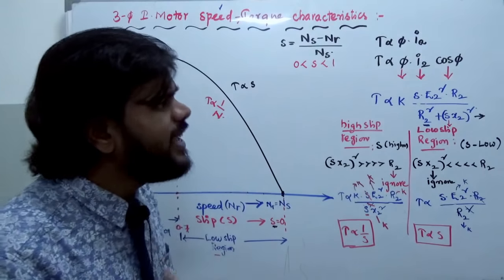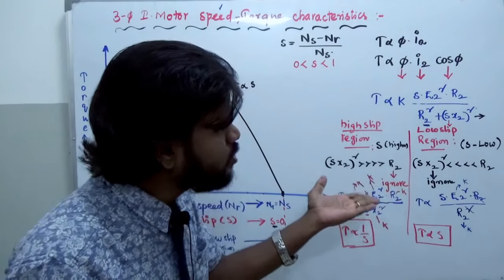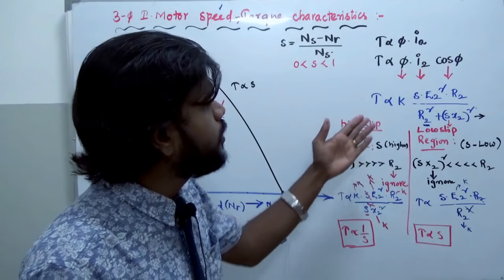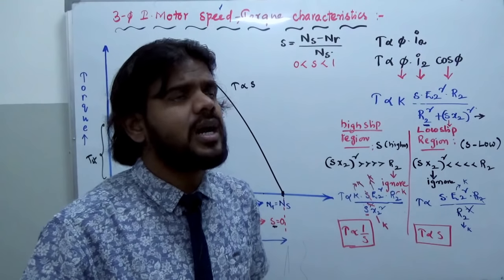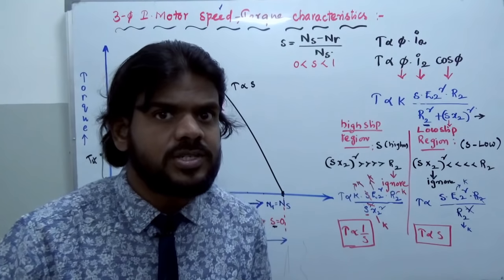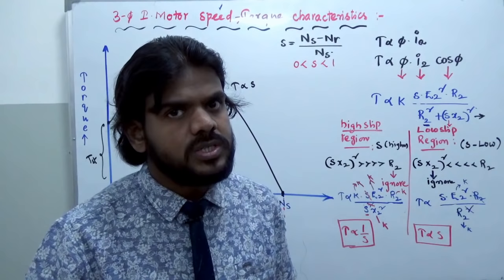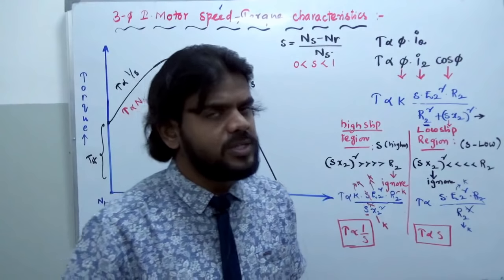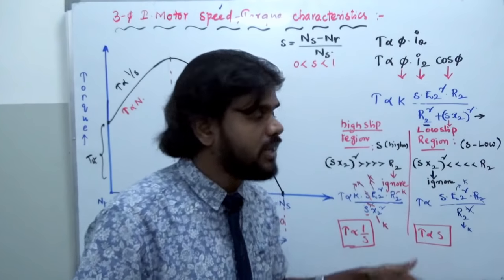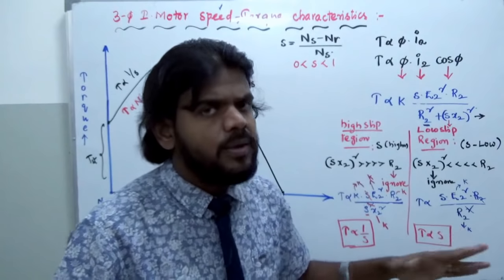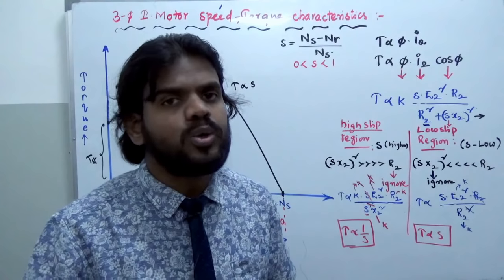If you are really interested to know about the next topic, you can find that in the next videos of mine. If time permits, I will record how the torque is going to be responding for the rotor resistance. If you change the rotor resistance, how does the torque change? That also you have to take with the effect of high slip region as well as low slip region. In these two regions only, you have to analyze the relation between the torque and the rotor resistance.